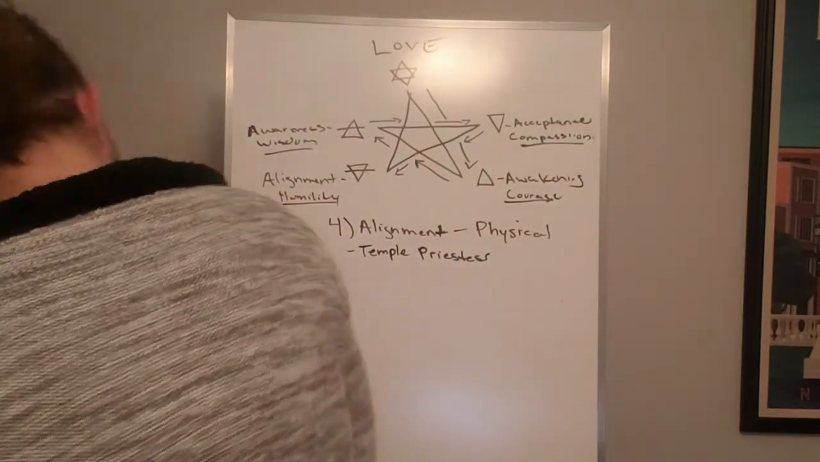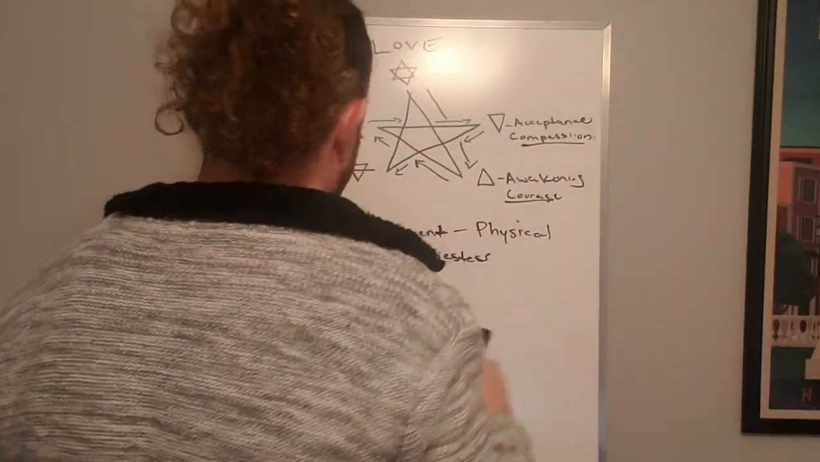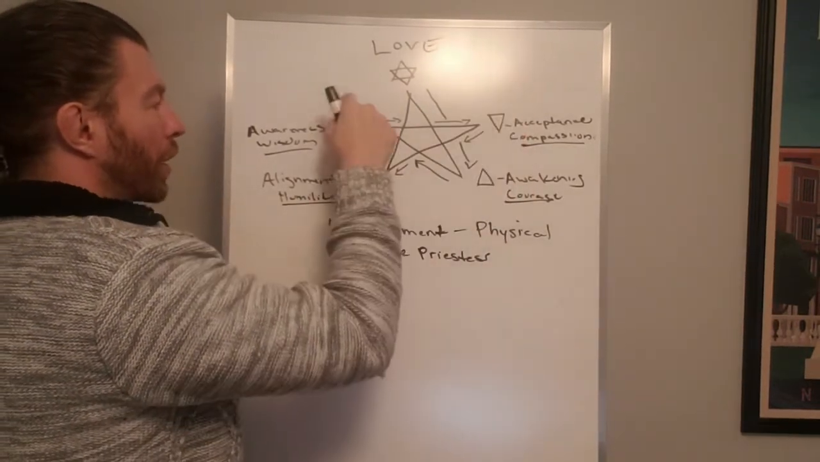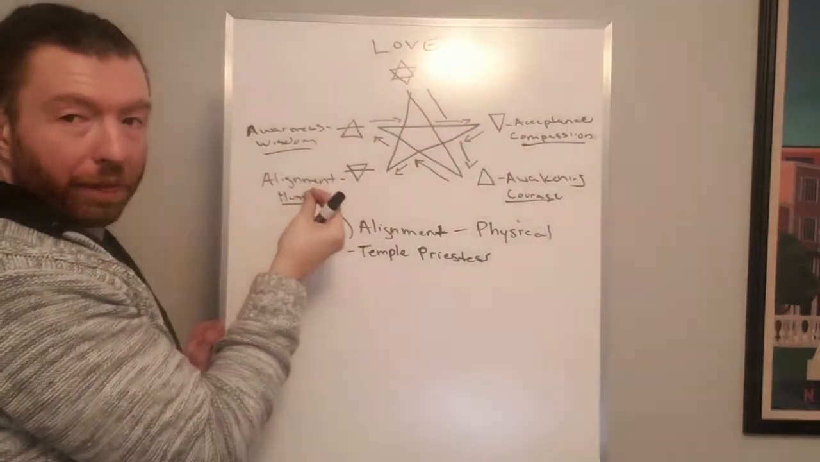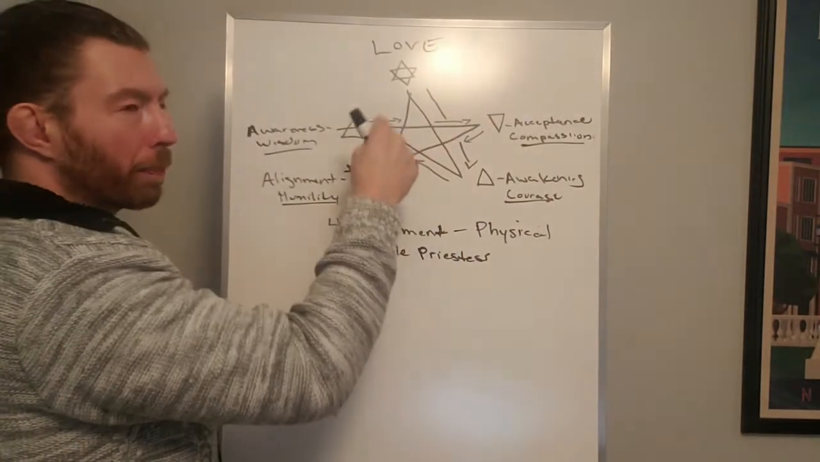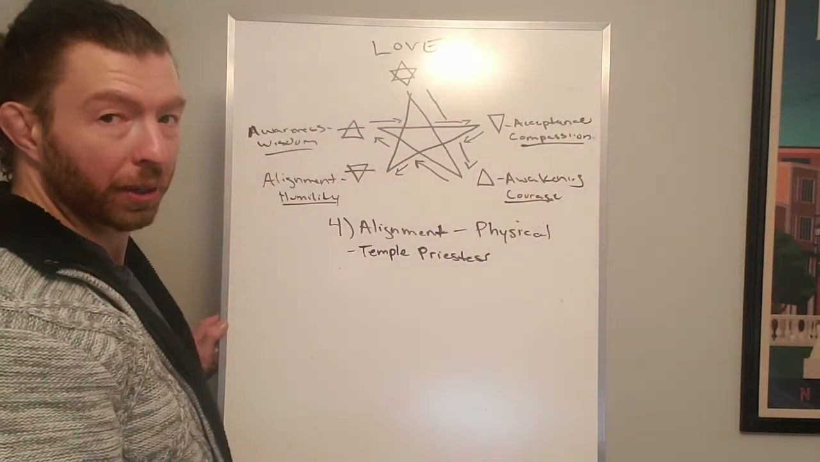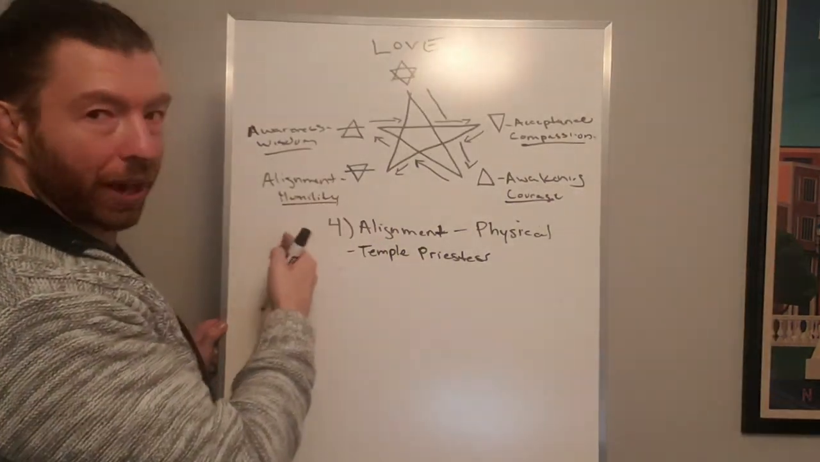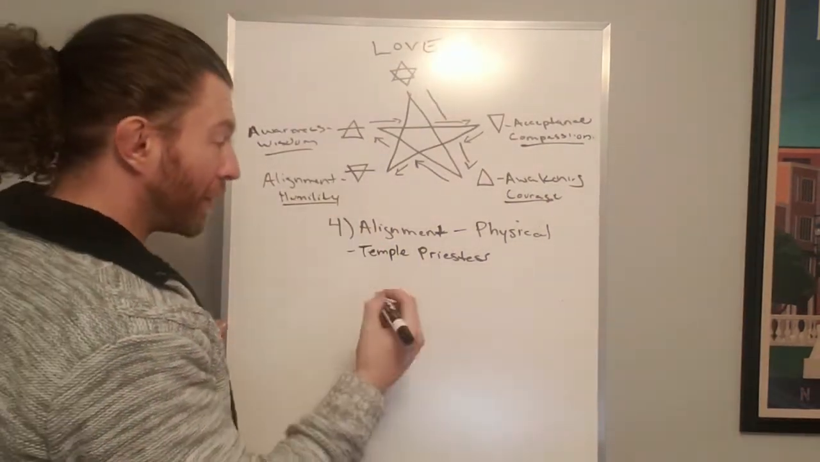So as the Temple Priestess, this is where we start taking action. Alignment, the earth element, is the manifestation of fire, water, and air manifested into physical reality. Now we start putting our money where our mouth is. We start taking action. We start living our truth instead of just speaking it. We start living our example.